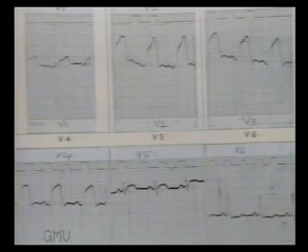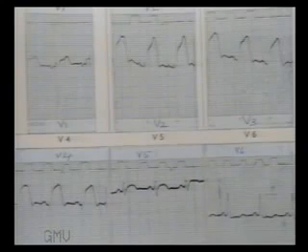Note the very tall ST segment elevations from V1 to V5. This is a fresh and extensive anterior wall infarct.